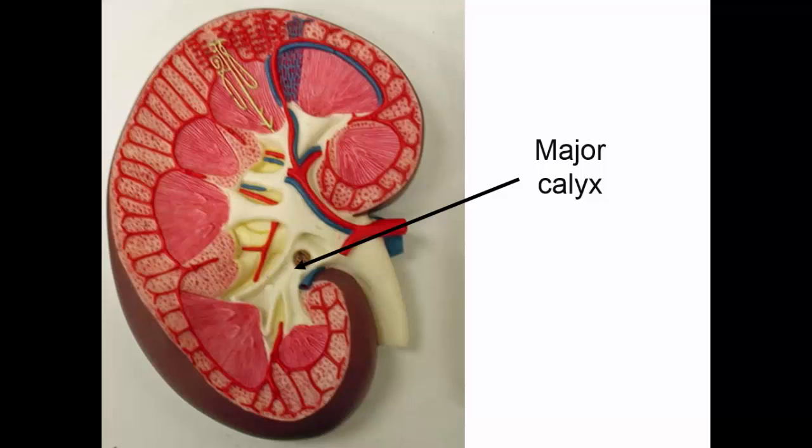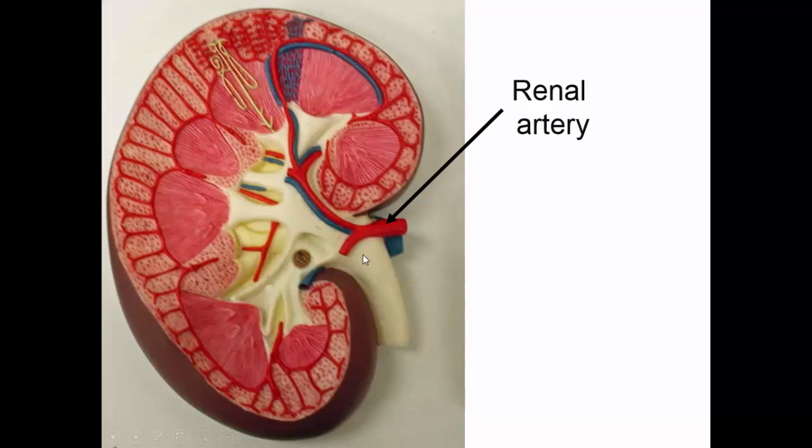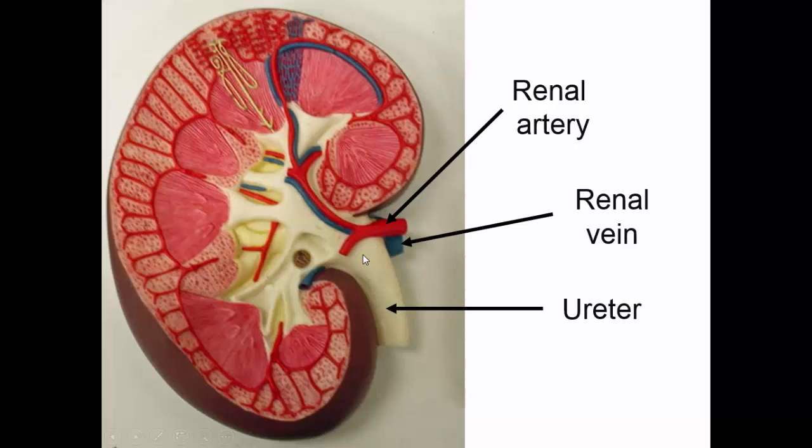A major calyx is a branch directly off of the pelvis. Minor calyces are branches that go to each individual papilla. As urine drains from the papilla, it drains into a minor calyx. All of the minor calyces drain into a major calyx, and all of the major calyces drain into the pelvis so that the urine can drain down the ureter. The renal artery, the renal vein, and the ureter are all at the hilum of the kidney.